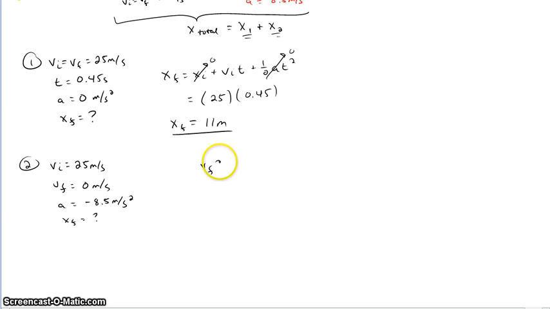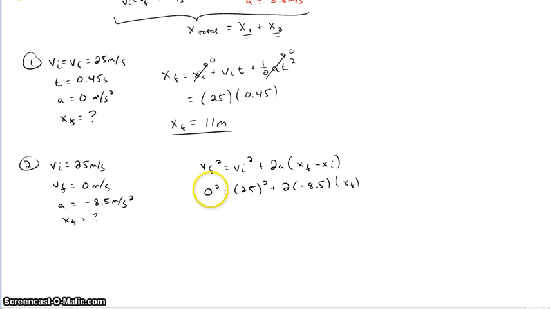Let's do it. Final velocity squared equals initial velocity squared plus 2 times acceleration times final minus initial position. Alrighty. My final velocity is 0. My initial velocity is 25 squared. My acceleration is negative. Yes, you want the negative sign there. Negative 8.5. And then this, well, once again, if x_i is 0, this just turns into x sub f. Well, let's see. We got to solve. Now it's just algebra, but let's solve for this.